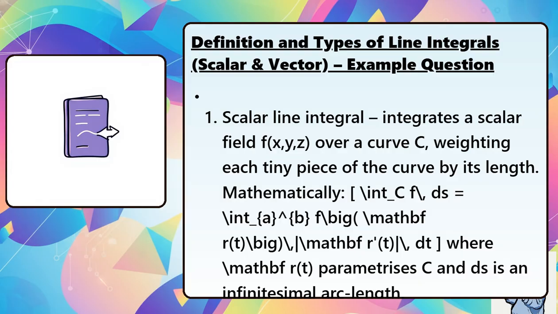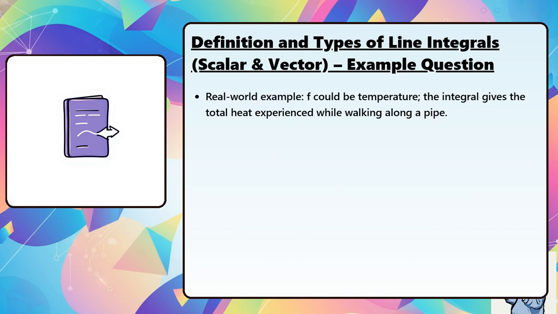Mathematically, the integral over C of f ds equals the integral from a to b of f of r of t times the norm of r prime of t dt, where r of t parametrizes C and ds is an infinitesimal arc length. Real-world example: f could be temperature. The integral gives the total heat experienced while walking along a pipe.